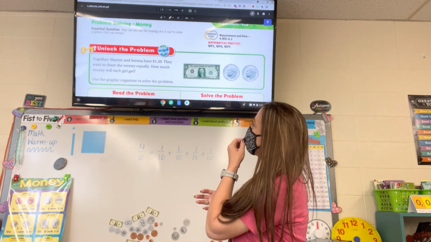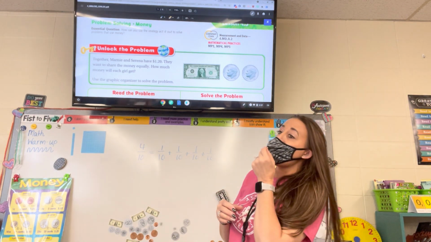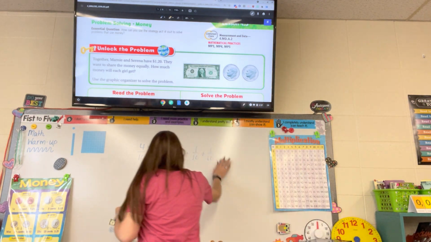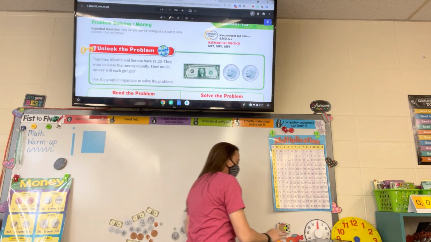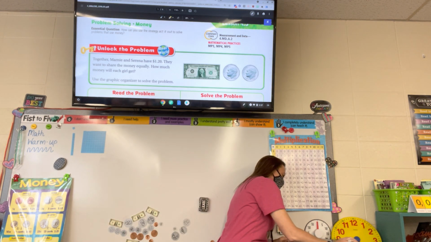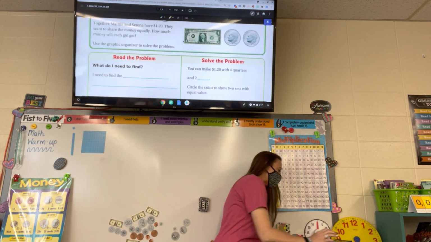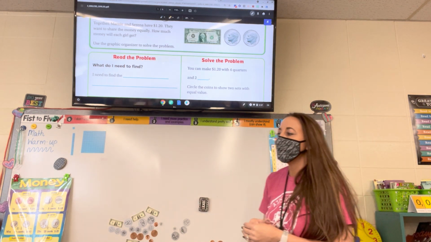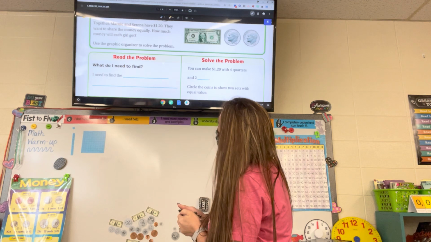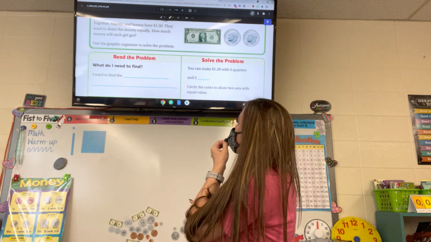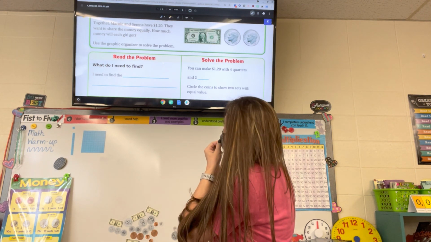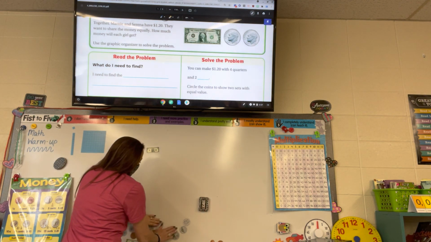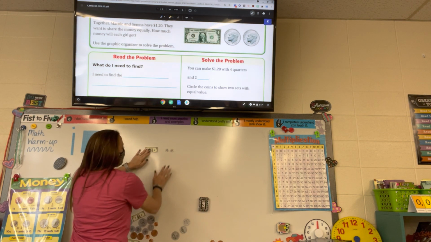How can you use the strategy act it out to solve problems that use money? Okay, so to begin with, it says together Marnie and Serena have $1.20. They want to share the money equally. How much money will each girl get? So I'm going to start with $1.20. Okay, 2 dimes.